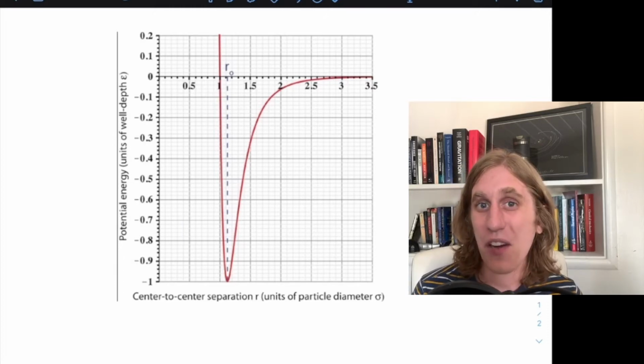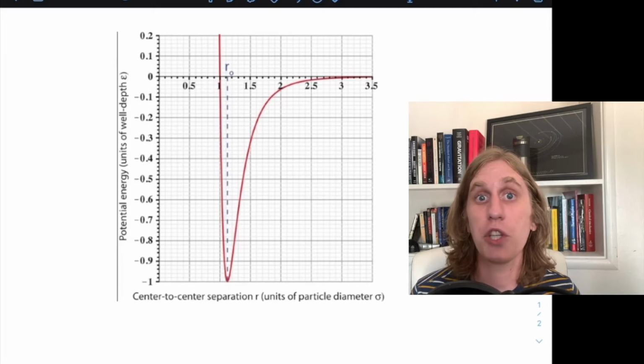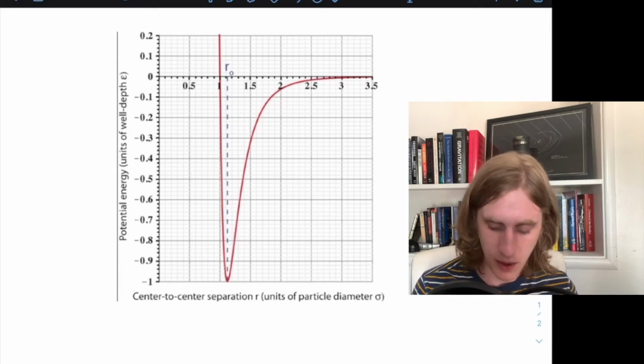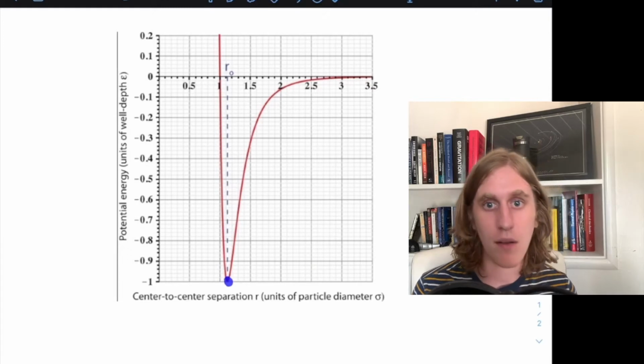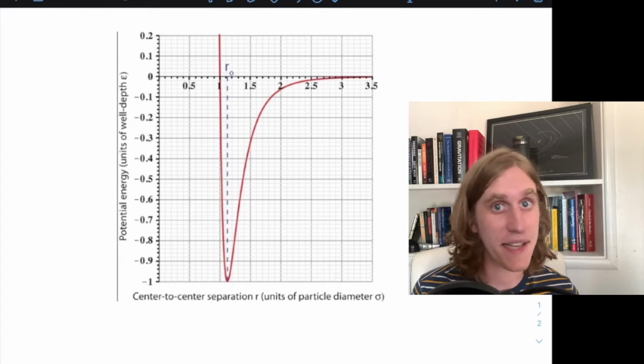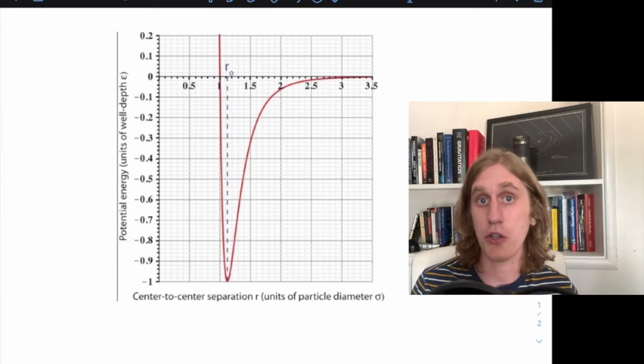Well, it turns out there is actually one place that the particles can sit such that if they have zero kinetic energy, they'll just stay there and not move. Where is that spot? Well, it's right here at the bottom of the well. The force right at the bottom of the well between the two particles is exactly zero.